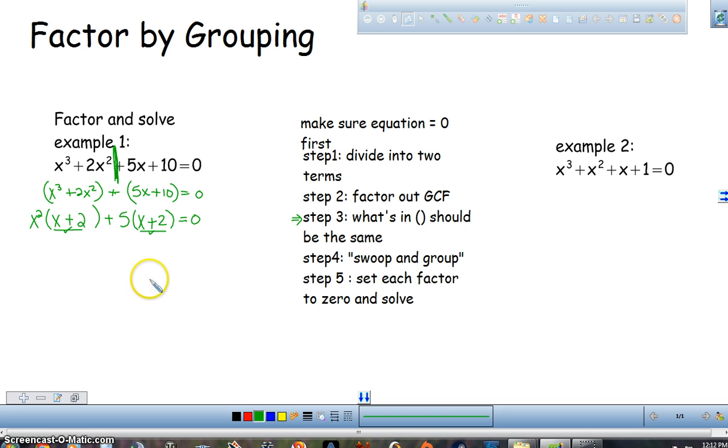Now we're going to swoop and group. Alright, so here's how that looks. We're going to swoop these two things together. And then we're going to swoop the things on the outside together. Swoop and group. Step 5, set each factor to 0 and solve. So we would have x plus 2 is 0, x squared plus 5 is 0, and solve each one of those individually.